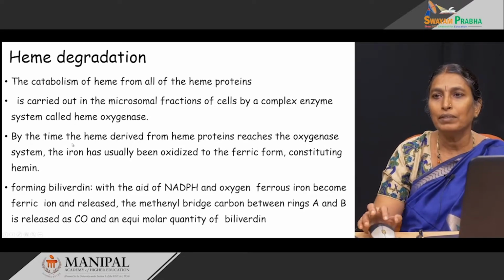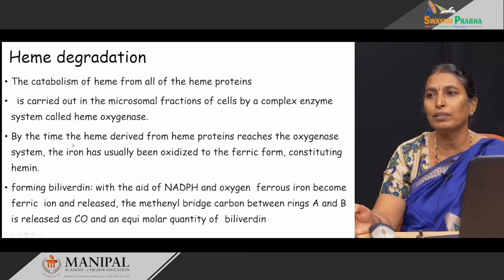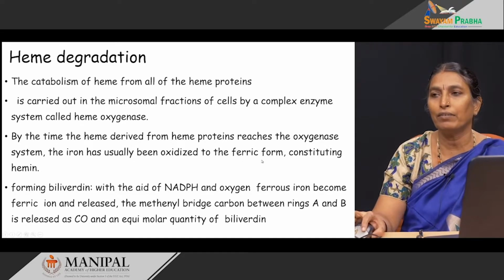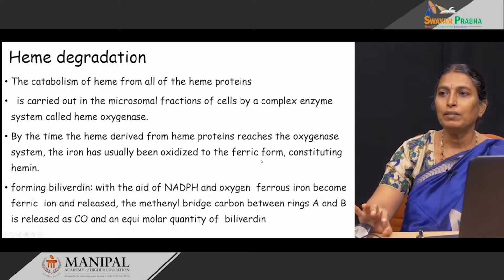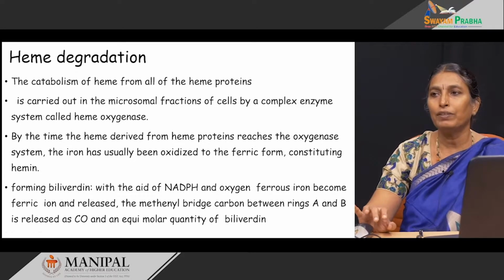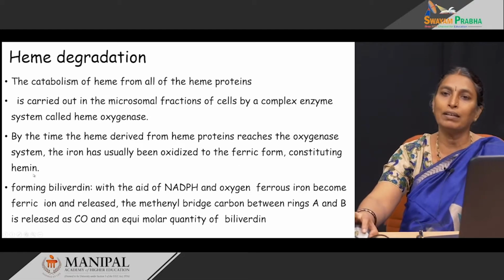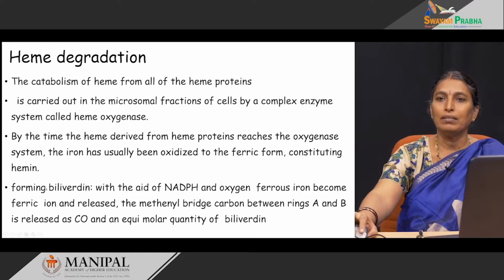By the time the heme derived from the heme proteins reaches the oxygenase system, the iron has usually been oxidized to ferric form. See, in the heme the iron is present as Fe2+, but when it reaches the oxygenase system, it becomes ferric form and is called hemin. Porphyrin ring with Fe3+ is called hemin.